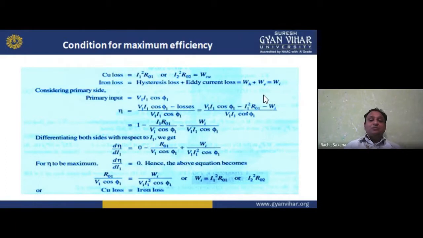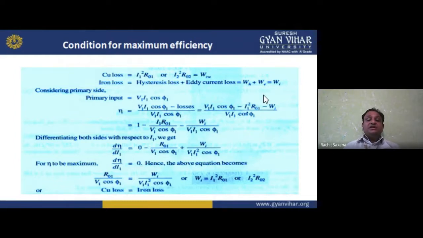Considering the primary side, the primary input is equal to V1 I1 cos phi 1, and eta will be V1 I1 cos phi 1 minus losses upon V1 I1 cos phi 1. So we can write V1 I1 cos phi 1 minus I1 square R01 for the primary side minus W_i, the two losses, upon V1 I1 cos phi 1. We can also take common V1 I1 cos phi 1. So 1 will become the common side, that is 1 minus I1 R01 upon V1 cos phi 1 minus W_i upon V1 I1 cos phi 1.